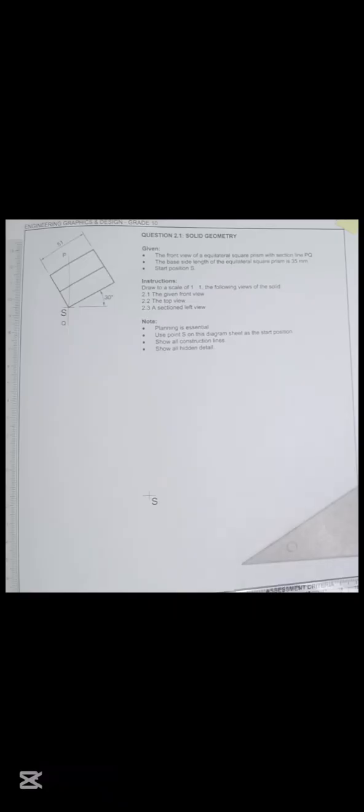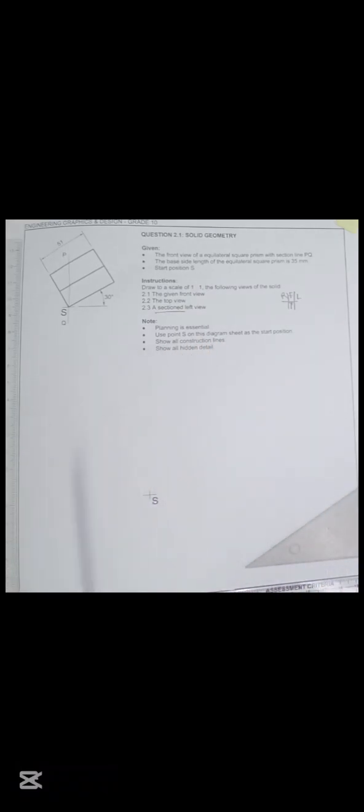We are looking at a grade 10 solid geometry question, and you can see that we are given the front view of a square prism with section line PQ. The base side length of our square prism is 35 and the start position is S. Draw to scale 1:1 the following views: the given front view, the top view, and a sectioned left view. This is very important: the sectioned left view.